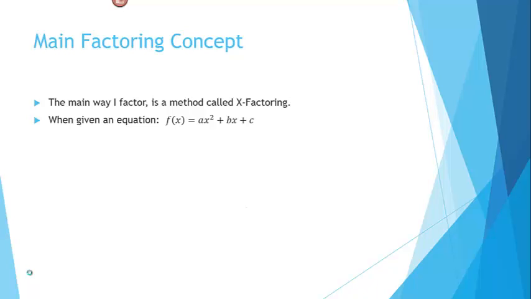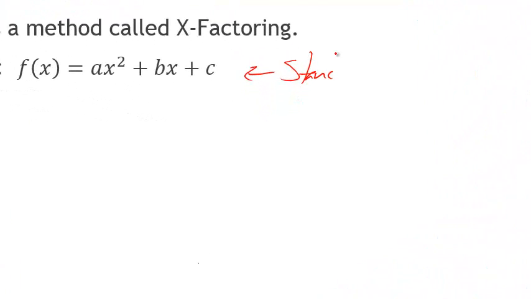The main way I factor is a method called x factoring. When given an equation, f of x equals ax squared plus bx plus c, which is the standard form of an equation.